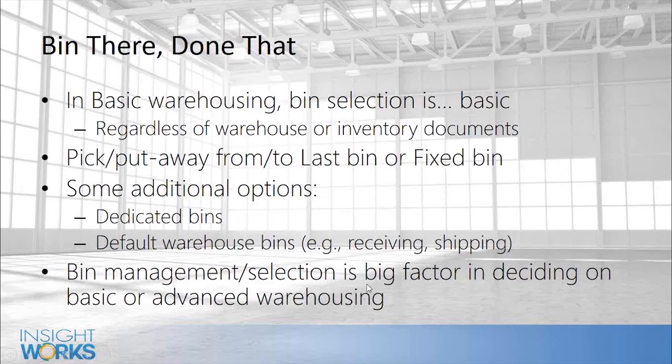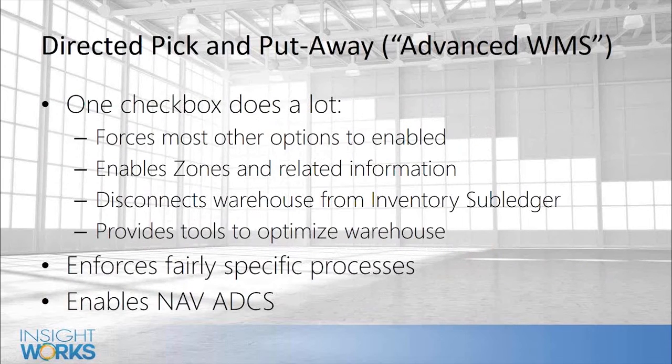Okay. So the bin management is a big discussion point when you're choosing between basic and advanced warehousing. Normally, I would say 80% of the people around there, just a rough guess, that have the advanced warehousing turned on don't need it on. It's probably overkill for them, and it's probably causing them pain that they don't need to suffer. So when we turn that on, it basically forces all the other stuff on. It enables zones, which can be very handy. So without directed pick on, we can't logically group bins into zones.